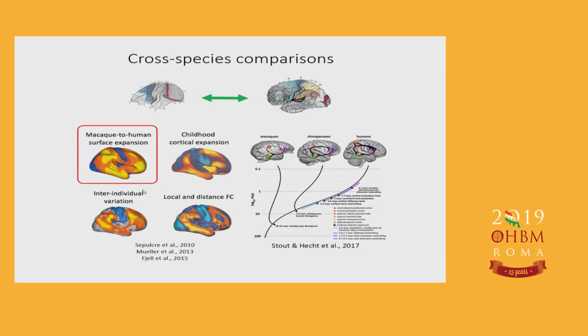But this pioneering work has been first created, and the surface expansion map has been informative for looking at the evolutionary route, to compare to, for example, the childhood cortical expansion, individual difference variation, and the local or distance functional connectivity to understand the functional organization across the species.